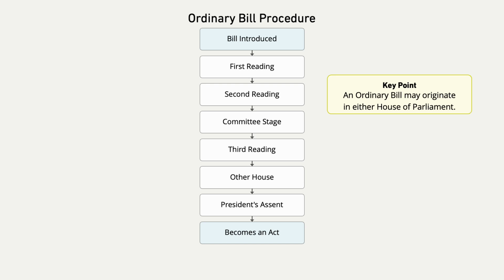Let's say for example the government decides to establish a new university, so they will prepare the bill detailing all the project plans and everything. They will introduce it in the house. Let's say it's Lok Sabha. Now in the Lok Sabha comes the first reading. In the first reading, no detailed discussion takes place.